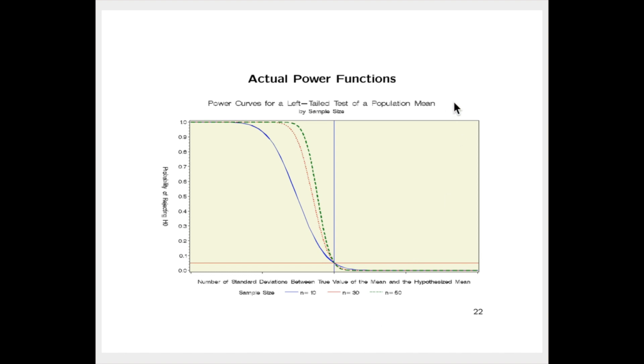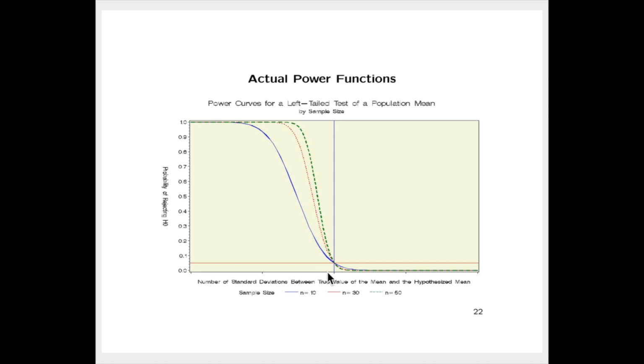All right, this is the power curve for a left-tailed test. And again, we're looking at 3 sample sizes: a sample size of 10 for the blue curve, 30 for the red curve, and 50 for the green curve. This is for a left-tailed test, and so values of mu naught here or to the right, this is where the null hypothesis is true, and we don't want to reject. On the other hand, values of mu to the left of mu naught, over here, this is where the alternative is true, and we would want to reject.